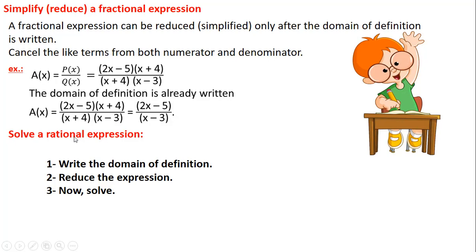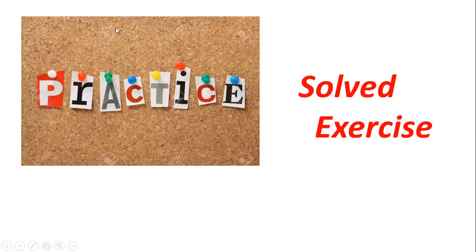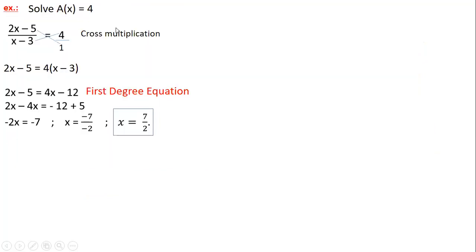Now, how do we solve a rational expression? I will follow the steps. Always we should start by writing the domain of definition of the rational expression. Number 2, we reduce or simplify the expression. We cancel the like terms from the numerator and the denominator. Now, number 3, we start solving. Now we will solve an example. We go back to a of x. A of x equal 4.